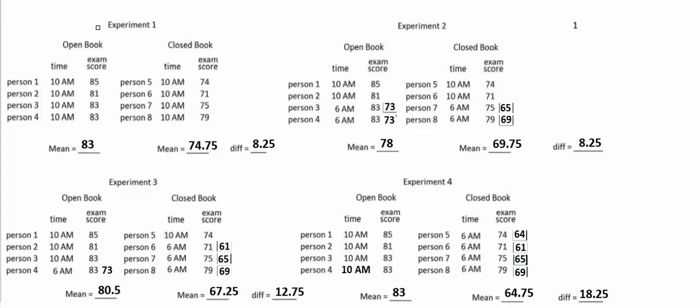In experiment 1, one group is taking an open book exam, one group is taking a closed book exam, and the difference between the means is 8.25. In experiment 2, the same experiment is happening, but for some reason the researcher can't test everyone at 10 a.m. For some reason the researcher has to test some people at 6 a.m., maybe because of a scheduling conflict.